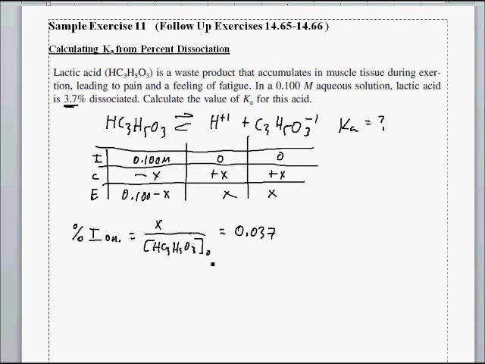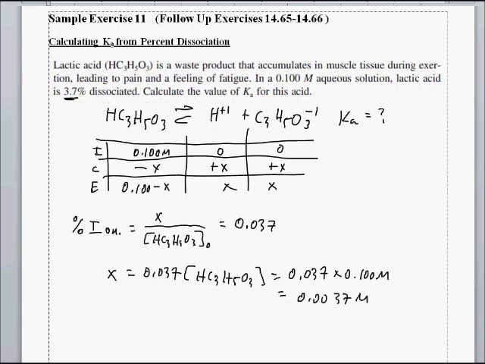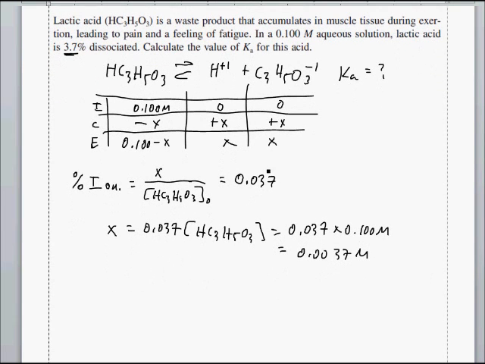What does that tell us? Well, it tells us basically what X is, because if you solve this for X, you just take this percent of the original concentration, right? Which in our case is 0.037 times 0.1 molar, and of course that's just 0.0037 molar. But how does that get us Ka? Well, once we know X, we know all the other parts, right? We know basically all the concentrations at equilibrium.